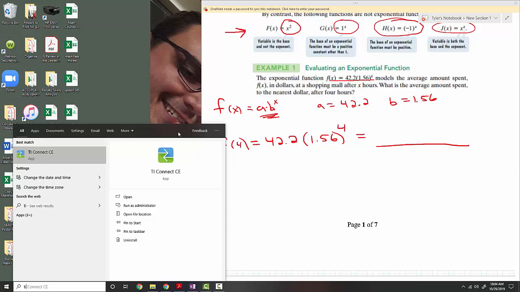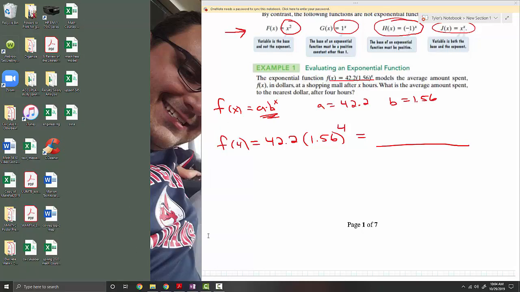No, that's not it. All right. Well, I'm going to pause this video and download. I think I have the code to download the software for the TI calculator. Let me see if I can download that really quick to use.